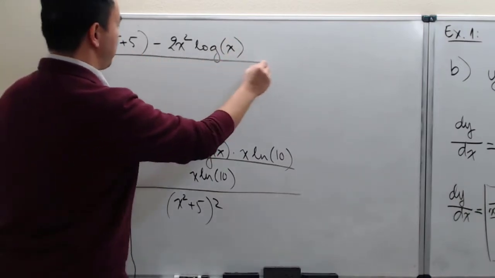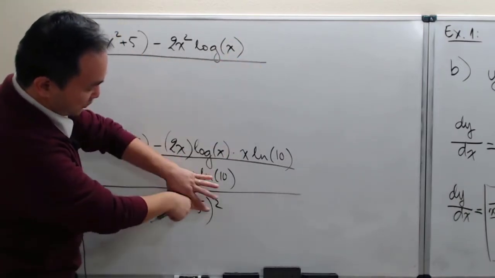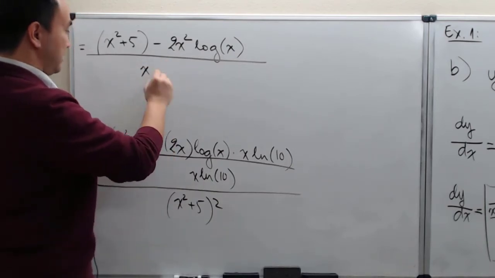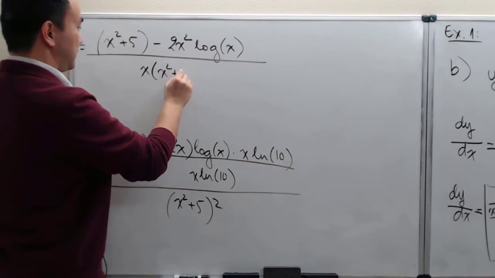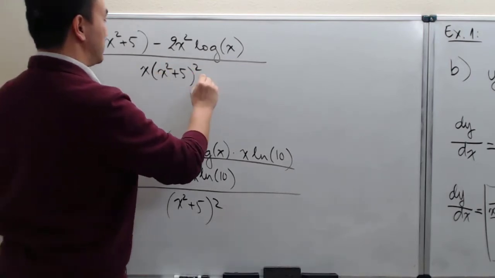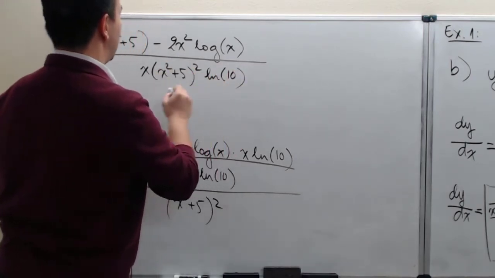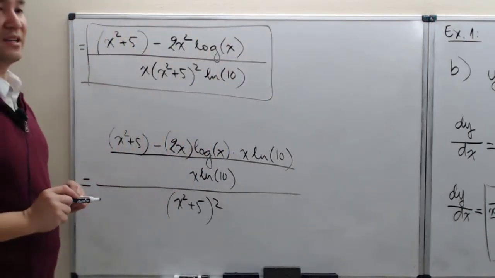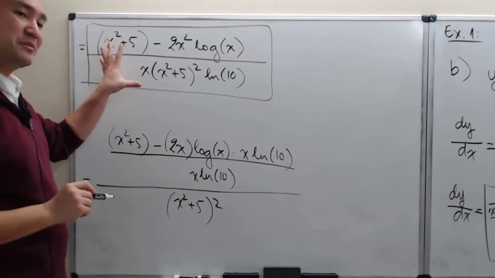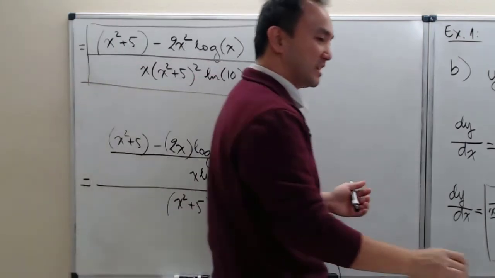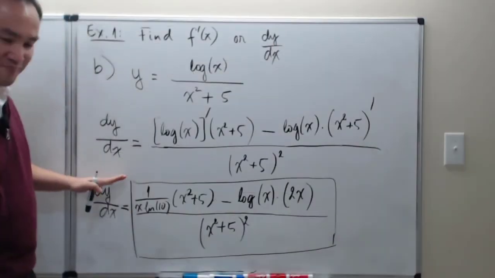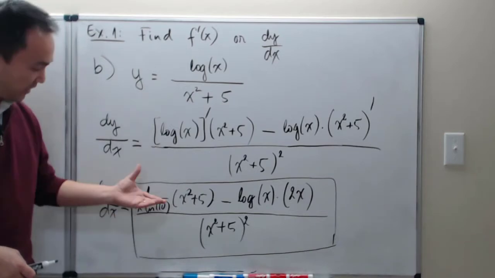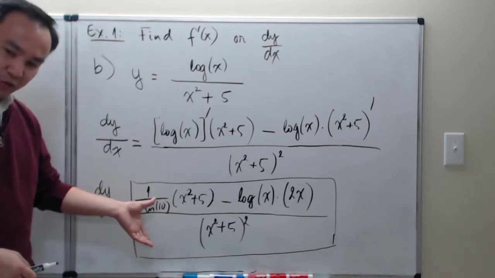Okay, but now we can combine these two as one denominator. So all it is now is x times (x squared plus 5) all squared, multiplied with natural log of 10. But now this expression is at least one fraction, and it seems a little more simplified compared with the earlier version we had right here. But this is a pretty direct answer right out of the box that we got the derivative done.